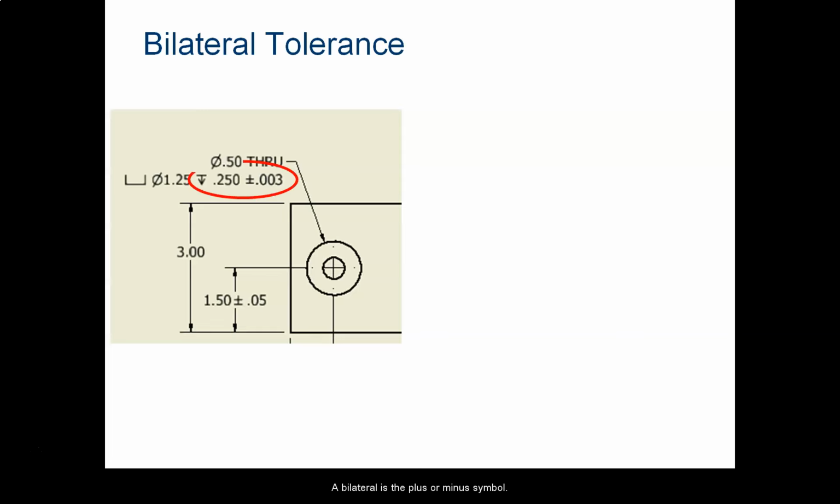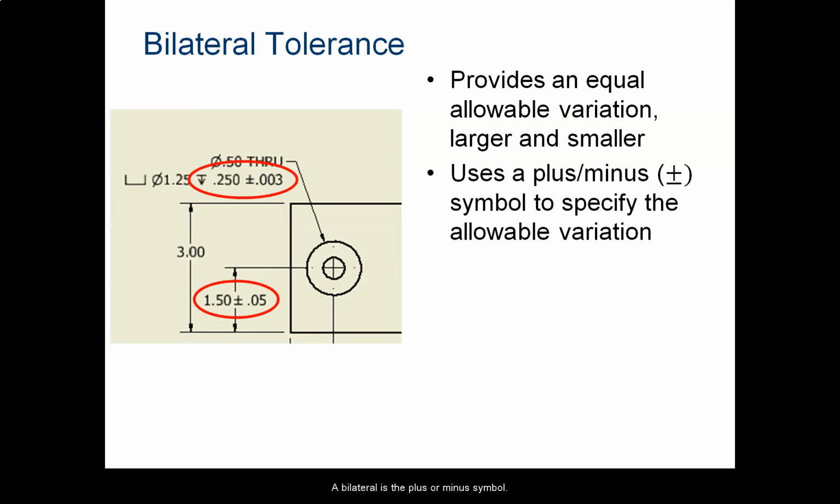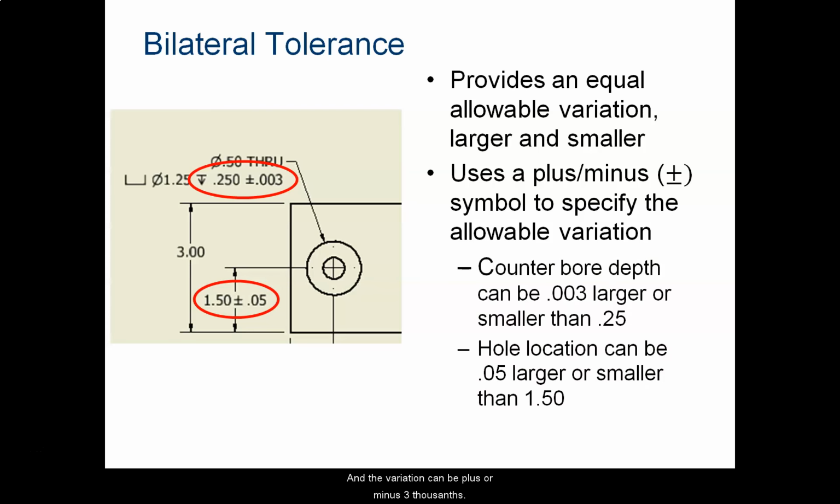A bilateral is the plus or minus symbol, and the variation can be plus or minus 0.003. For the bottom dimension, the 1.5, they have plus or minus 0.05. So notice it's the hundredths place. Using the right syntax, so saying plus or minus 0.003, and being able to read it that way is something that you should practice. Or for the 1.5, plus or minus 0.05.